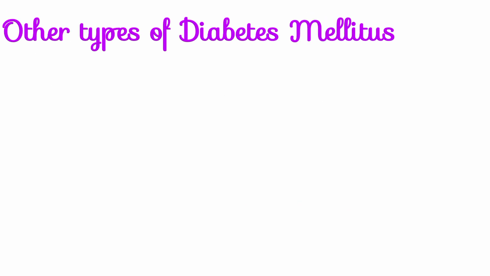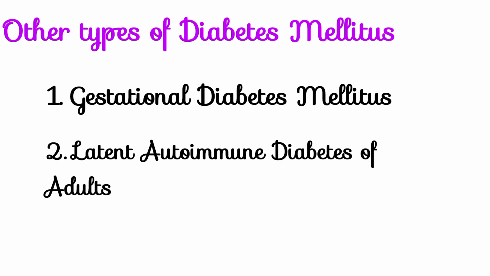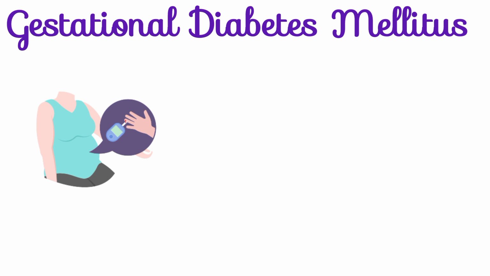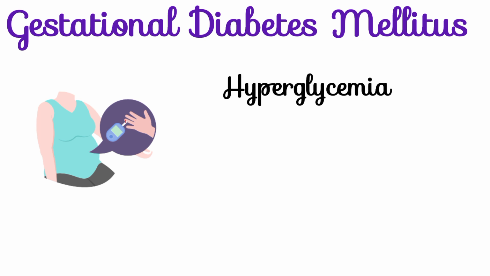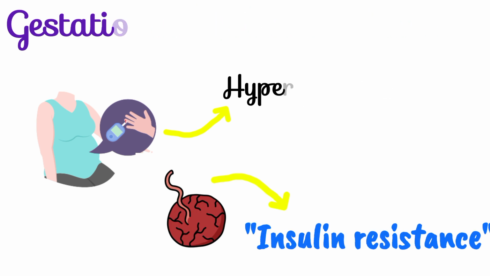Other types of diabetes mellitus are gestational diabetes mellitus and latent autoimmune diabetes of adults. In gestational diabetes mellitus, hyperglycemia develops during pregnancy because of the secretion of placental hormones, which causes insulin resistance.